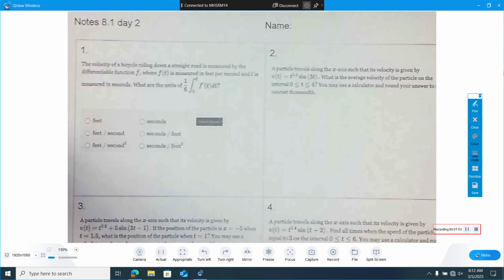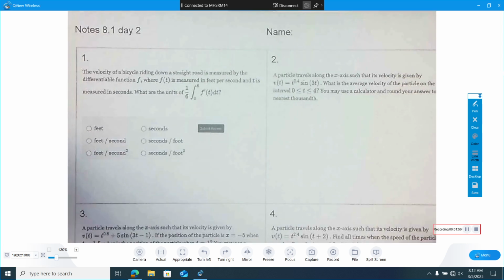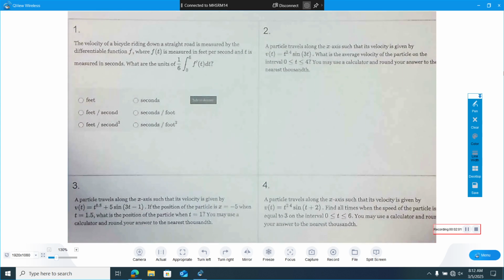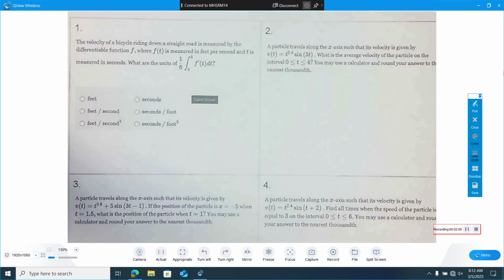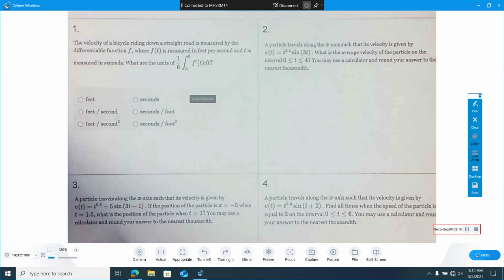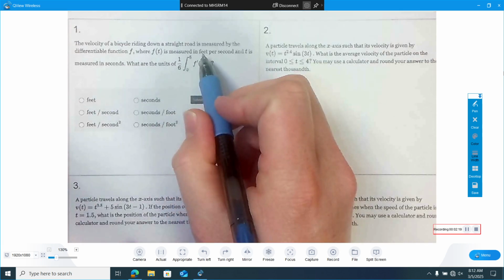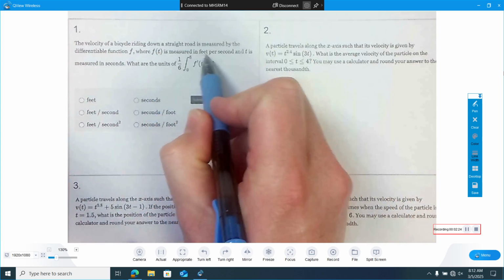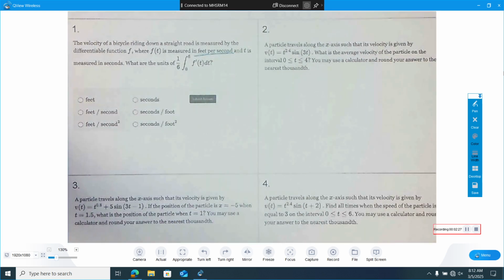All right, here we go. I chose this one, and 2, 3, and 4, I think, are all great problems from one section where you have quite a few things. So it's sort of a mixture today. You do have some things you have to pay attention to. It might ask for a derivative, okay? So pay attention. We have the velocity of a bicycle riding down a straight road is measured by the differentiable function f. F is measured in feet per second, and t is measured in seconds.